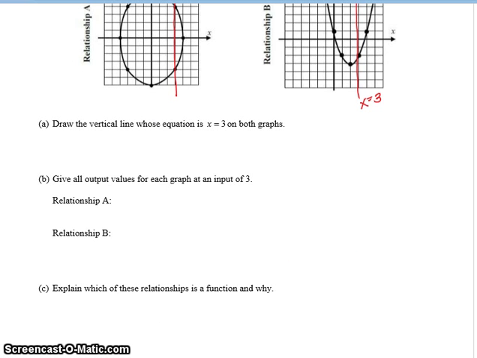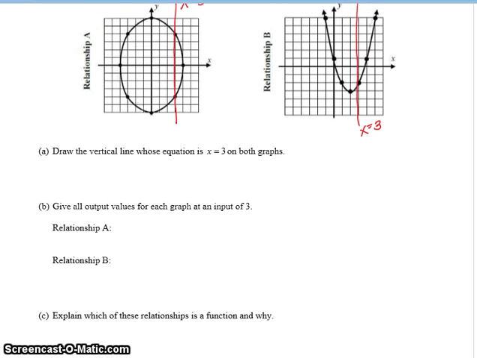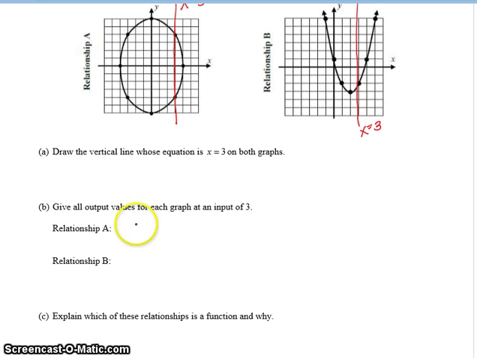So what that means is, if I look at my graphs in relationship A, at 3, I can get the point. So I go over 3, and it's all the way up at 1, 2, 3, 4. So there's the point 3, 4. And then I also have the point 3, negative 4. Okay, in B, if you go over 3, it's down 2, so there's only the point 3, negative 2. Explain which of these relationships is a function in y.